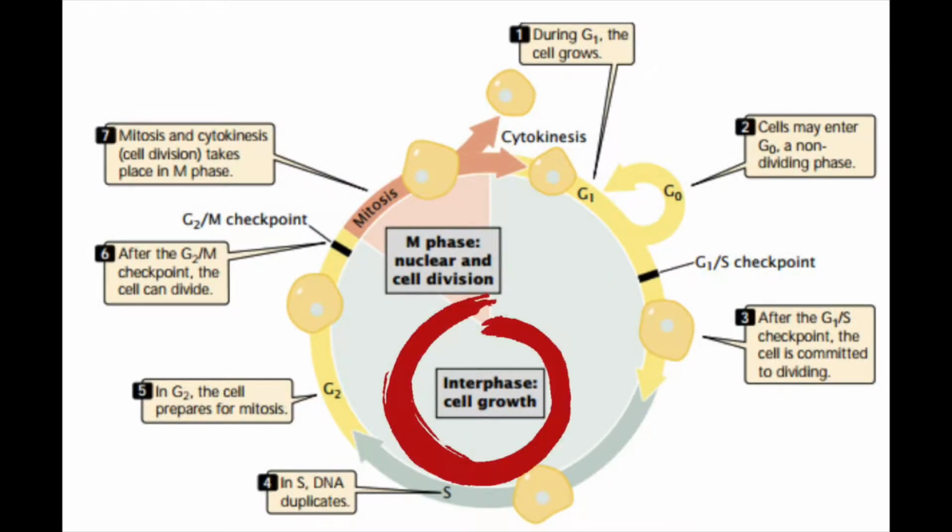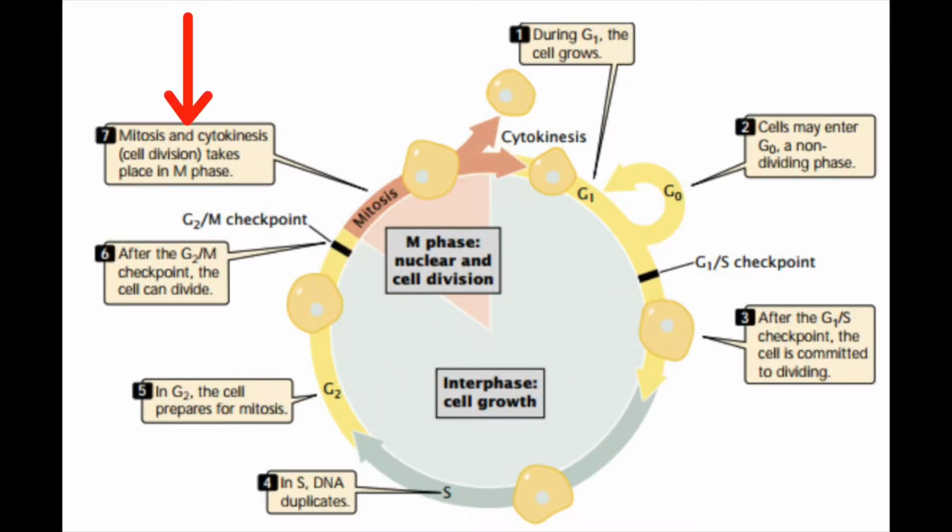It's divided into interphase and M phase, mitosis and cytokinesis. Interphase is divided into G1, S, and G2, and accounts for 90% of a cell's life. M phase stands for either mitosis or meiosis and means nuclear division, then cytoplasmic division. Cytokinesis means division of the cell itself.